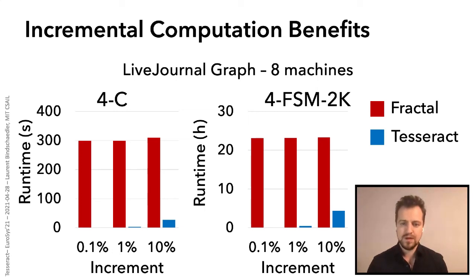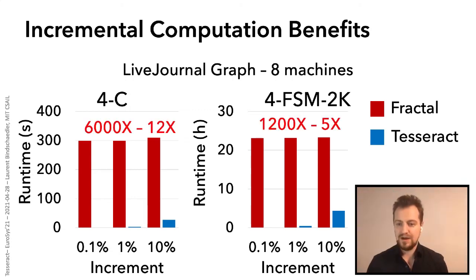In other words, the runtime that is shown here is how long the system takes to compute the updated mining result. Now, Fractal, because it's a static mining system, has to recompute the algorithm from scratch on the entire graph, and obviously that can take a very long time. Tesseract, on the other hand, simply computes the changes, and as you can see, this provides very significant performance benefits. It also shows that if we want to provide any kind of fresh results or interactive graph mining, incremental is the only way to go.